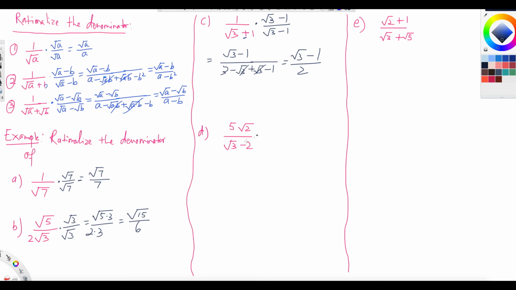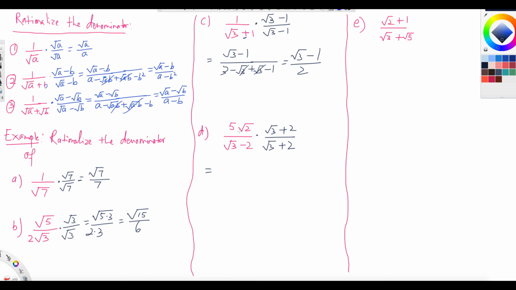Similarly, look at this example. You don't have to worry about the numerator. Just look at the denominator. This has root. You want to get rid of that root, right? So what do you do? You do the conjugate again. Root 3 plus 2 divided by root 3 plus 2. You see that? And then what you do is multiply the top with that.